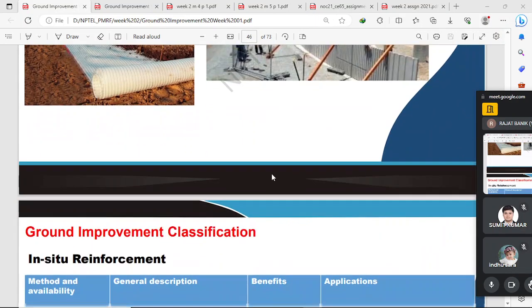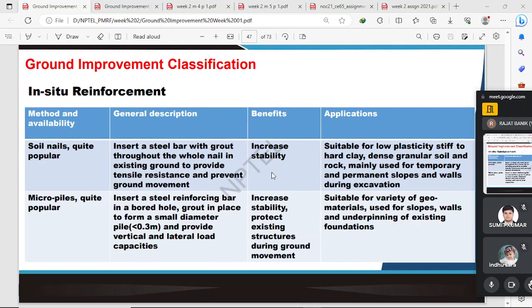And then we studied the in situ reinforcement. It is nothing but soil nailing or micropiles that we apply in the ground. In both cases, we insert small soil bars in the ground and grout them, surrounding them with grout. In these techniques we also increase the tensile resistance or strength of the soil and increase the ground stability.